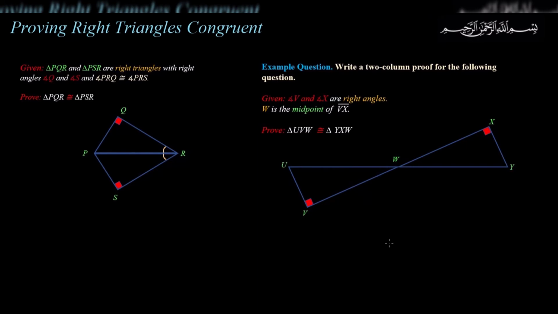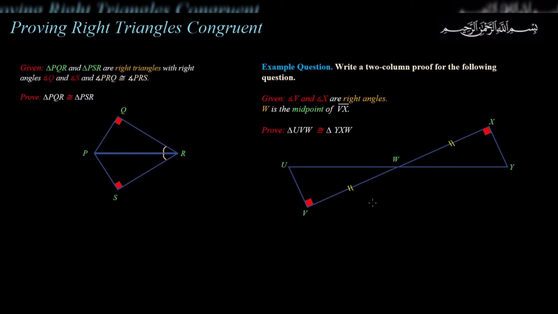Okay, so here we may have to actually write a 2-column proof. So, okay, we can do it. Now, here's the given information. Given angle V and angle X are right angles. Okay, cool. They're marked for us, and that's awesome. And then we're given W, that's W over here. W is the midpoint of VX. So here's VX, and W is the midpoint. Well, if it's the midpoint, then these two segments have to be congruent, don't they? Okay, so we got that.